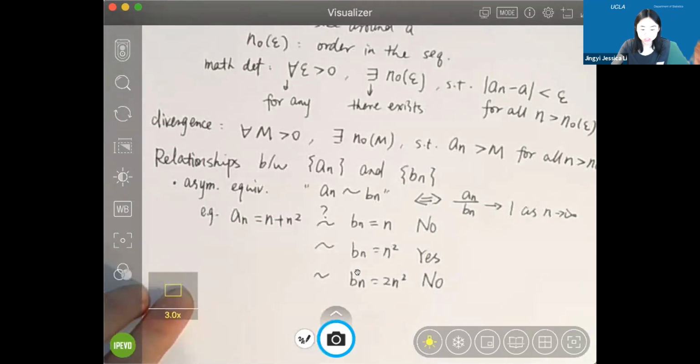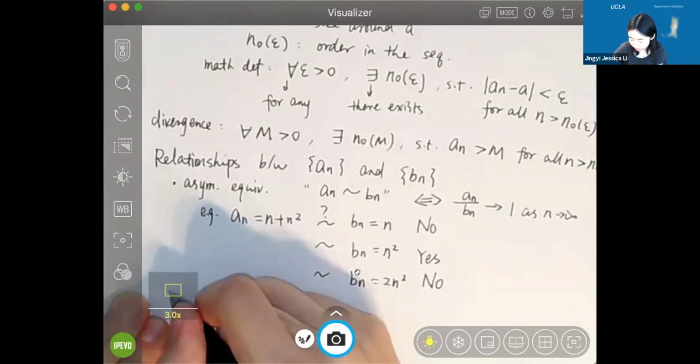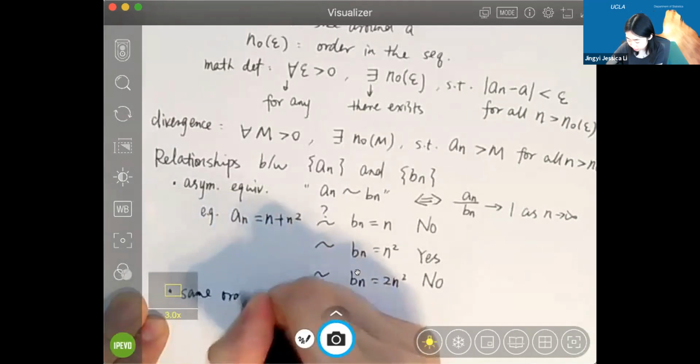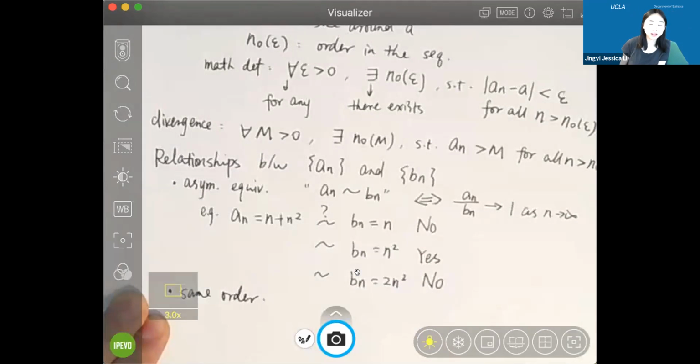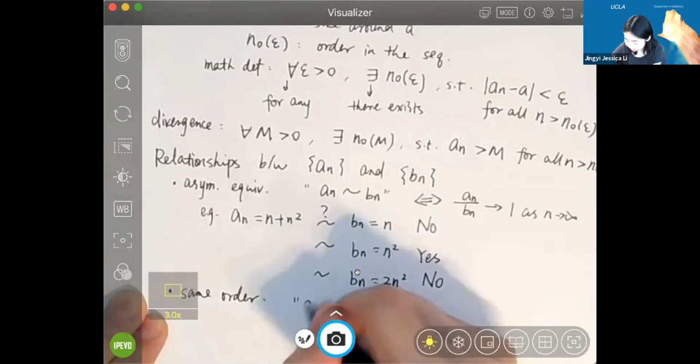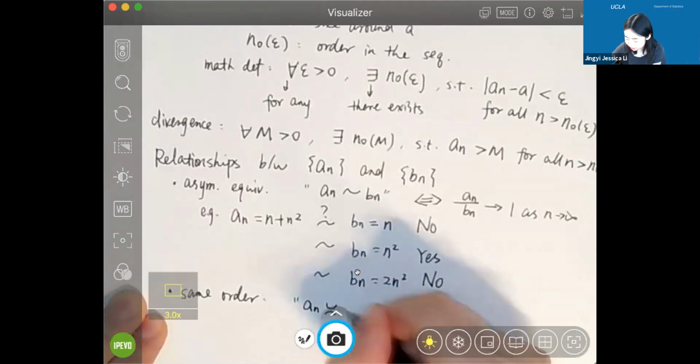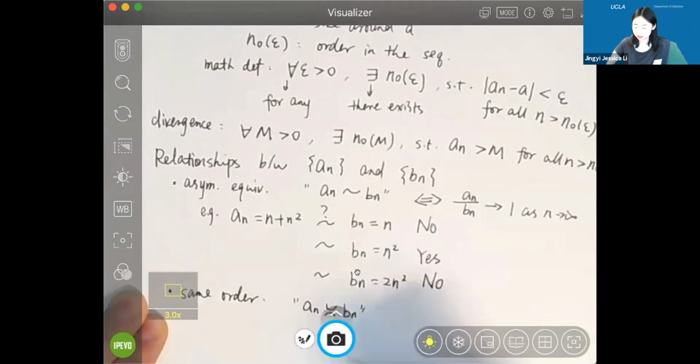A similar definition is what we call same order. You can consider this to be a little more general than asymptotic equivalence. And for same order, we use this notation. I don't know what to call it, but this is how we write it. So it's no longer trivial anymore. And how do we define same order?